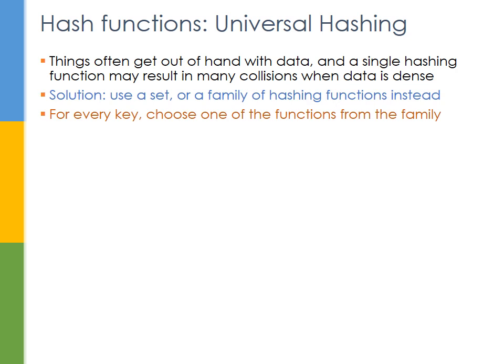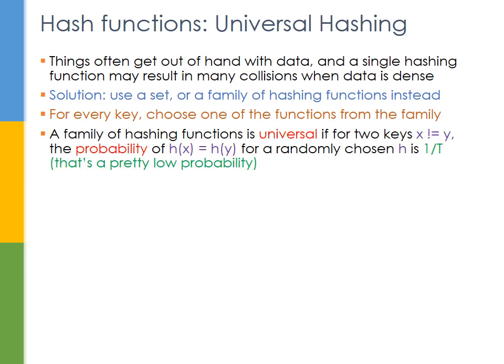So we want to define a family of functions where every key gets a unique or semi-unique hash function all for its own. A family of universal hash functions is such a family where for any two keys the probability of choosing the same index is equal to 1 divided by t, which is the size of the table, and the larger your table size is, the lower this probability will be. Such a set of functions will be called a universal set of hash functions.